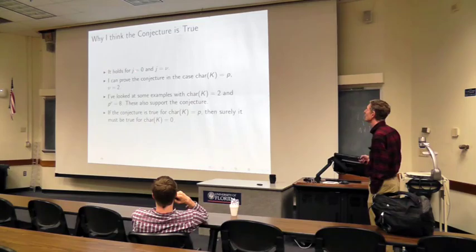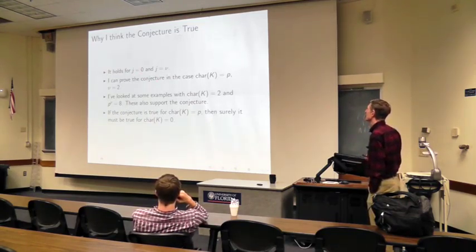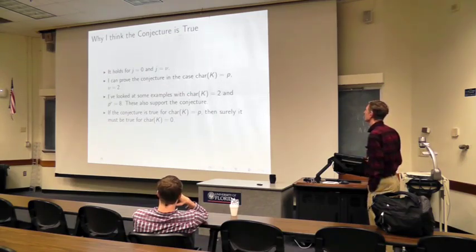Well, as I said, j equals 0 and j equals nu work, and I can prove it in characteristic p with nu equals 2. I've also looked, using Sage, at some examples where the characteristic of k is 2 and p to the nu is 8, and these also support the conjecture.